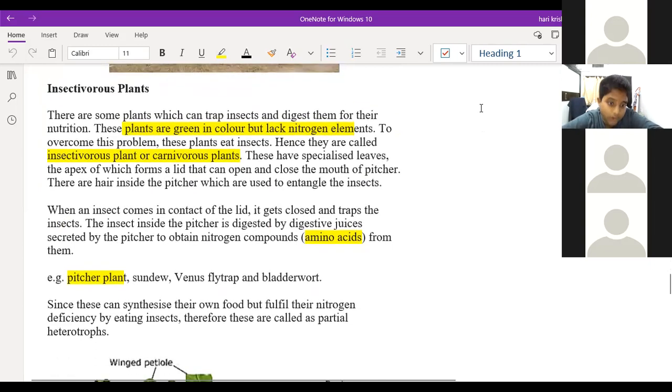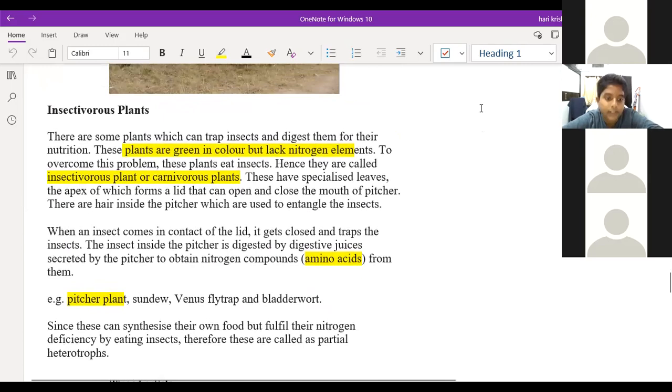insectivorous. So we'll stop here. Any quiz link is there?